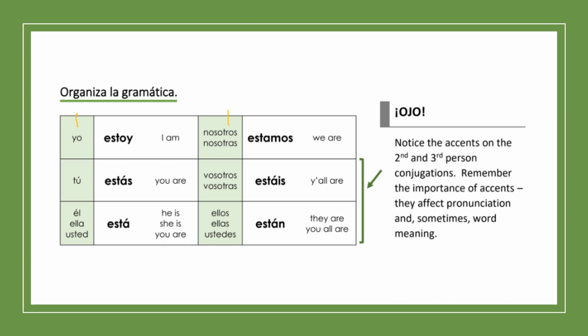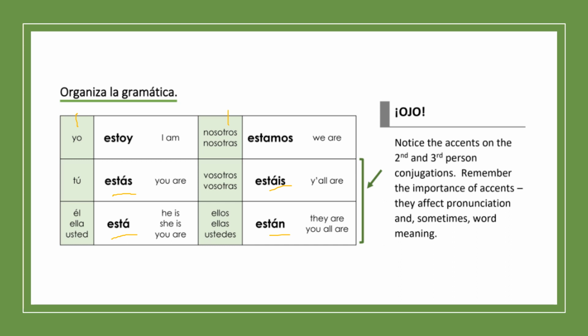A couple things you need to notice about the verb estar is that the bottom four, estás, está, estáis, and están, all have something in common, and that is an accent. It's very important to have the accent on these four conjugations because the accents affect pronunciation and sometimes they affect the word meaning. So make sure you have those accents where they are supposed to go. It's on the A on all four of those.